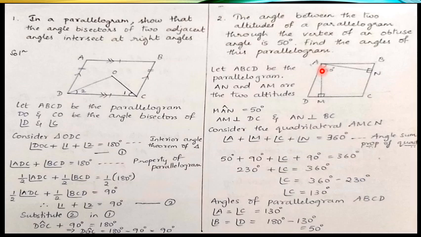Suppose in the same question, if it is given for the acute vertex, you are going to take it this side. Altitude should be drawn like this. Hope it is clear to you all.